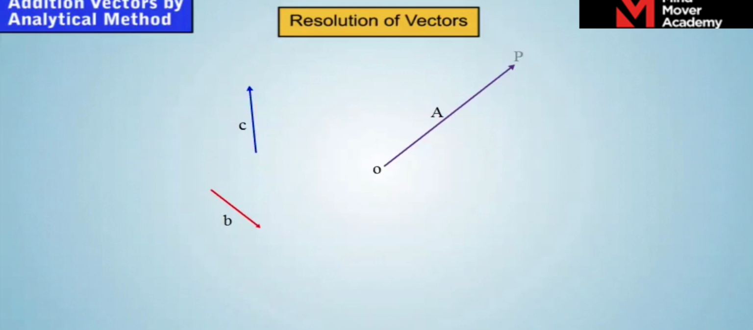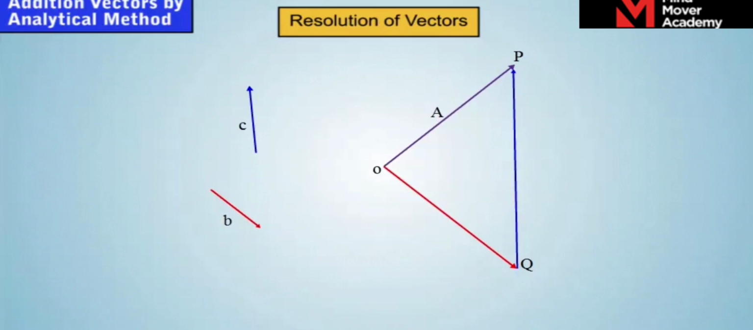O and P are the tail and head of A respectively. From O, draw a line parallel to B, and from P, draw a line parallel to C. Say these two parallel lines intersect at Q. On the line OQ, display an arrowhead at Q. Similarly, on the line QP, display an arrowhead at P.